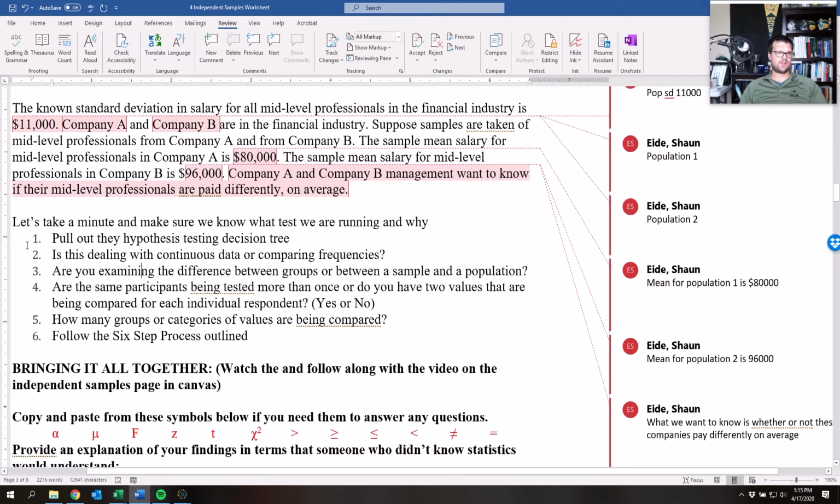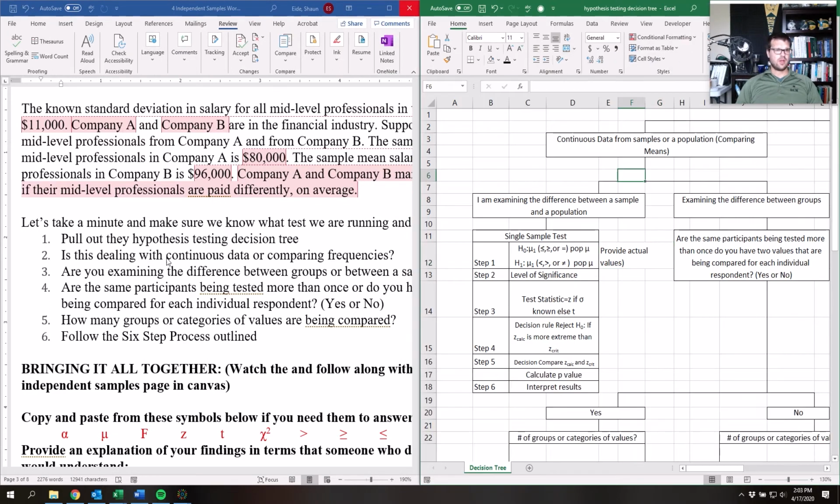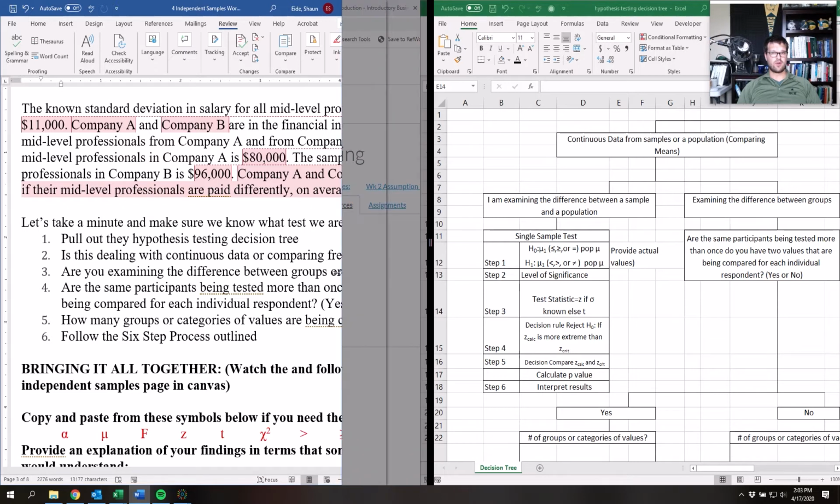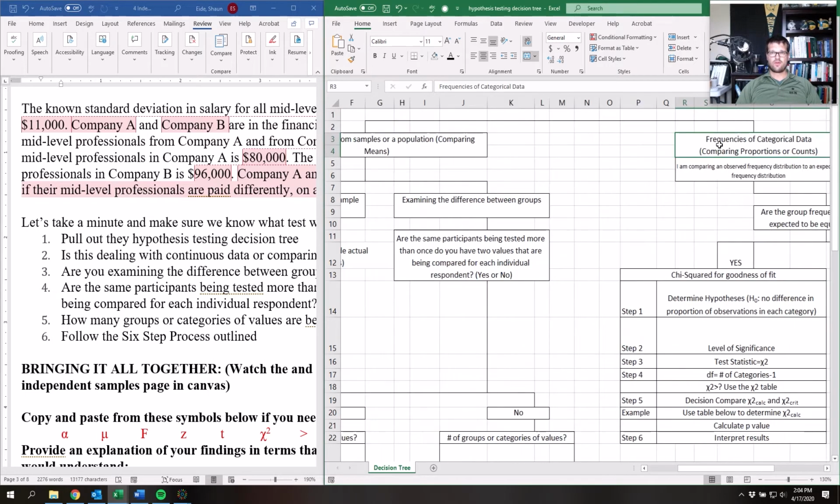Okay, so let's look over here. Let's take a minute and make sure we know what test we're running and why. So what you need to do is pull out the hypothesis testing decision tree. Okay, so pull out the hypothesis decision tree, and this was something that you were able to download off of Canvas. And now we're going to follow this and say first, is this dealing with continuous data or is this comparing frequencies? And if you look at this, at the very top, you've got two questions.